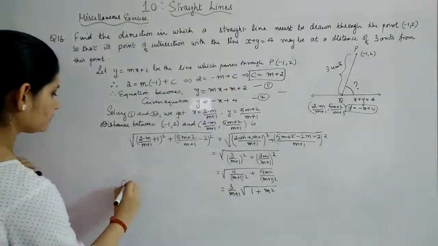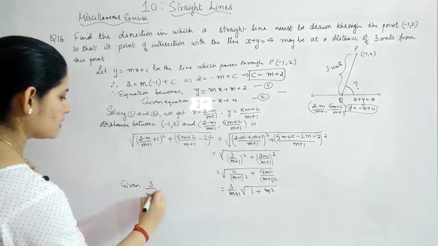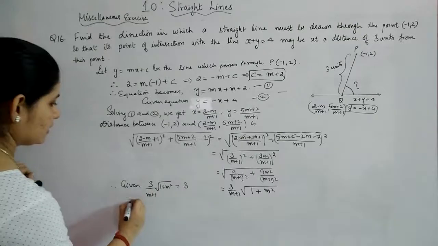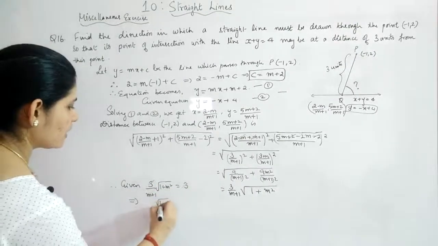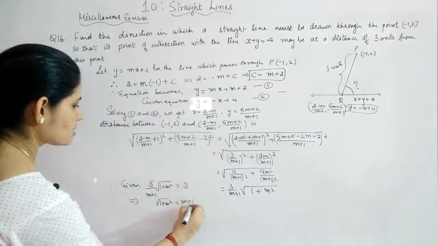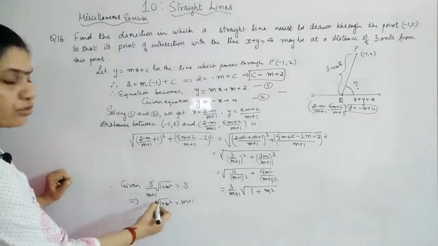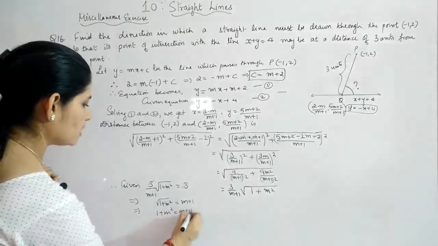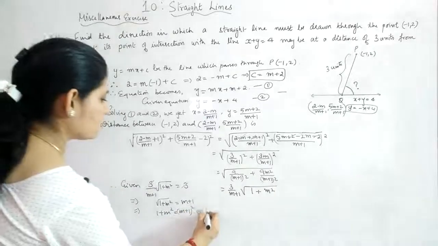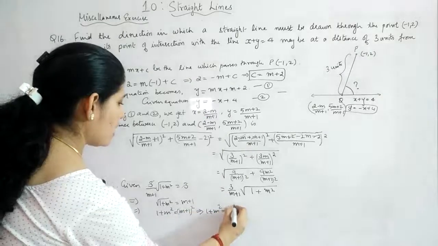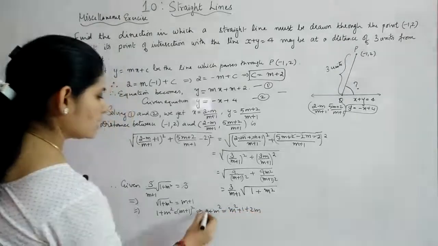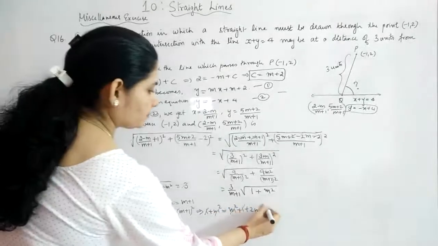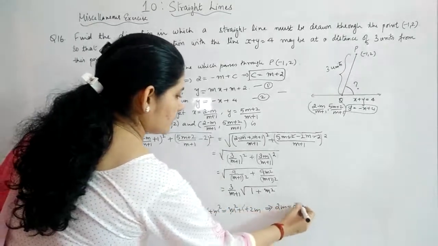Now given 3 by m plus 1 into root of 1 plus m square is equal to 3. 3 can be cancelled. You will get root of 1 plus m square is equal to m plus 1. Squaring both sides in order to remove this root will give you 1 plus m square is equal to (m plus 1) the whole square. Now expanding this will give you 1 plus m square is equal to m square plus 1 plus 2m. So that 1 and m square from both sides will get cancelled and you are getting 2m is equal to 0. That is m is equal to 0.